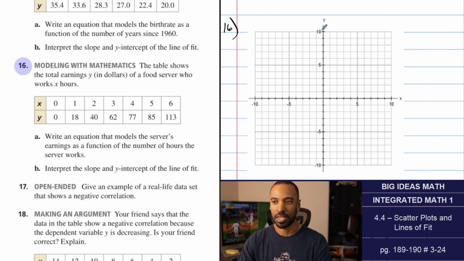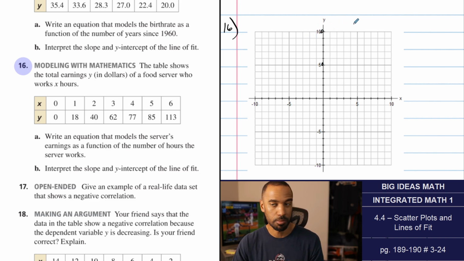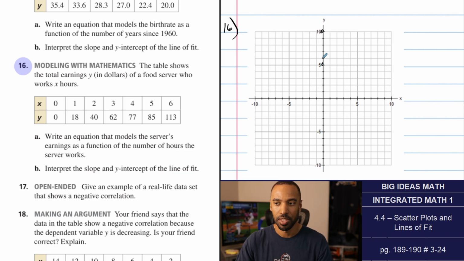I'd almost be okay making this 100 and going up by 10s, just putting that 113 kind of off the grid. It's going to be a little close to 110, so let's just do that. These are going by 10s. These are going by 1s. When x is 0, y is 0. Perfect. When x is 1, y is 18. Here's 10, 20. So 18's 4/5 of the way up, like that. 8/10. 2 comma 40. Looks like a positive trend, right?